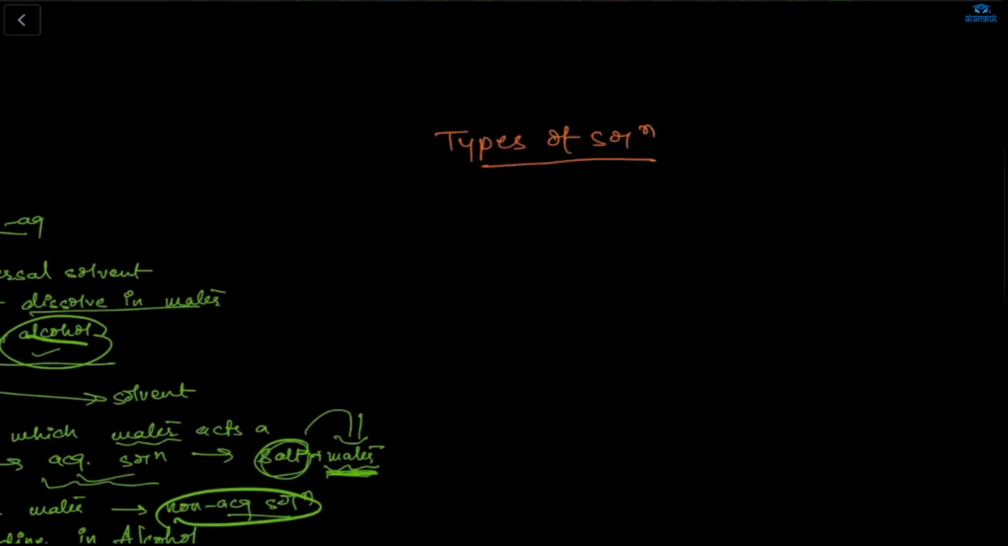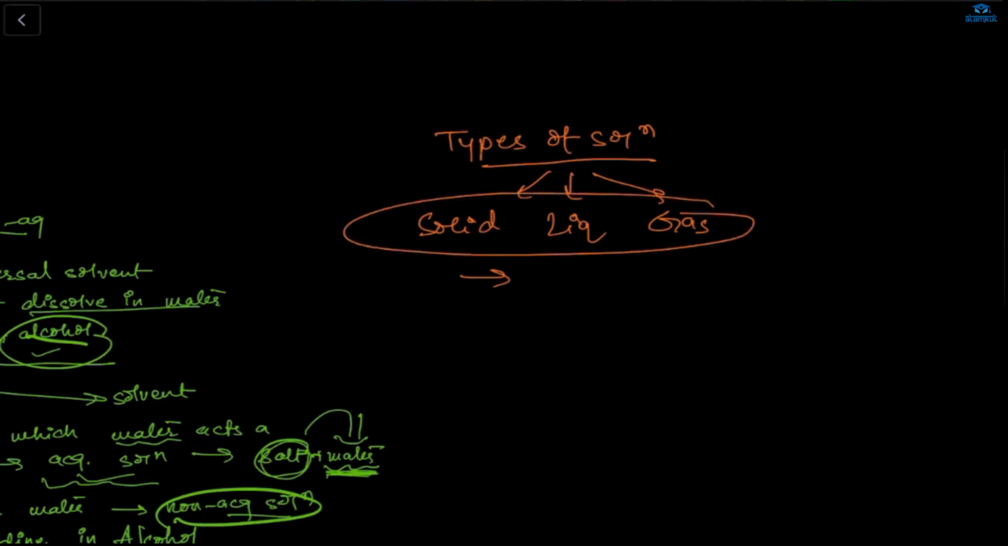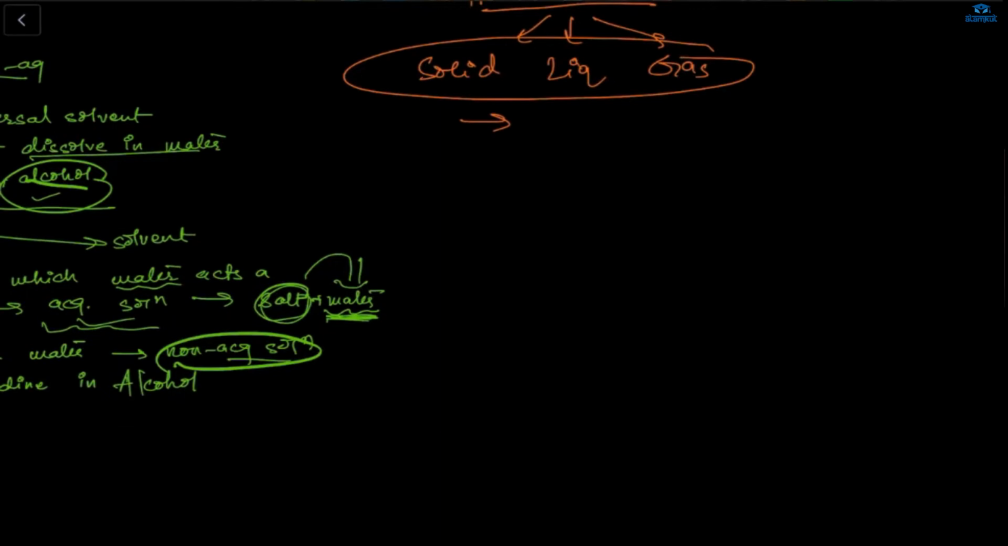Solution exists in three states: solid, liquid, and gas. So there are 9 different types of binary solution, meaning two-component solutions, but these are further classified into 3 types only: the solid one, the liquid, and the other one is gas. Now we will talk about these 3 types of solutions.